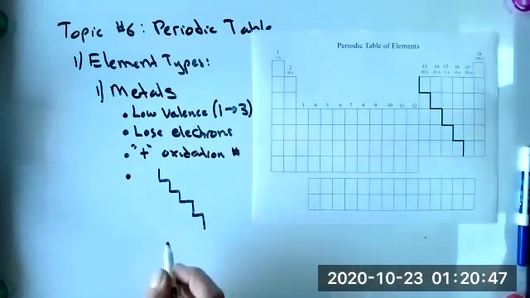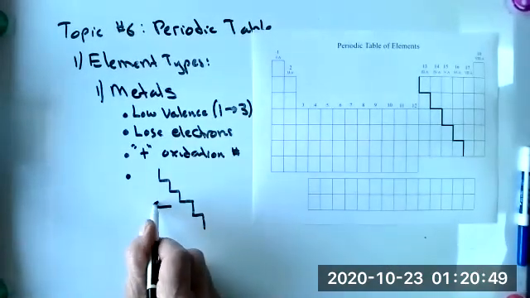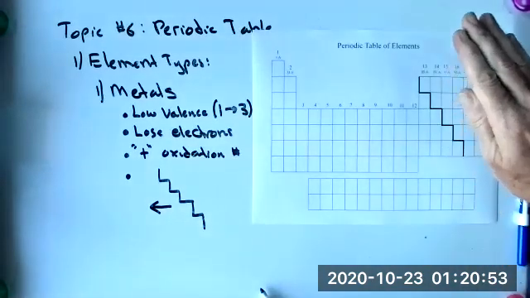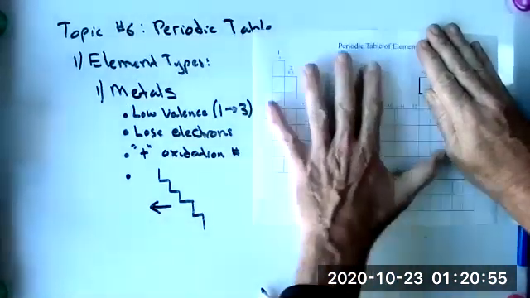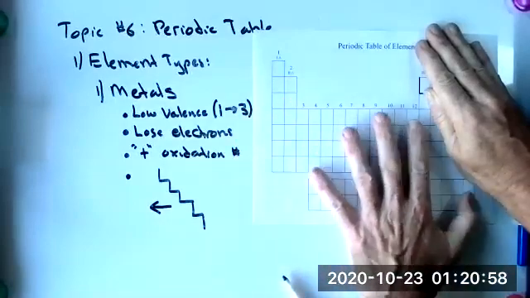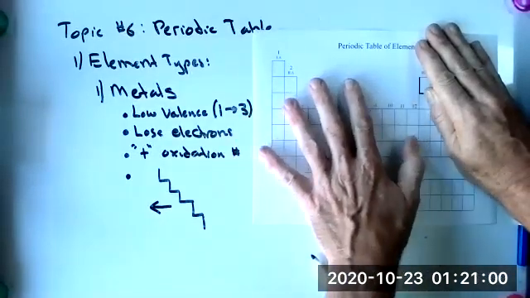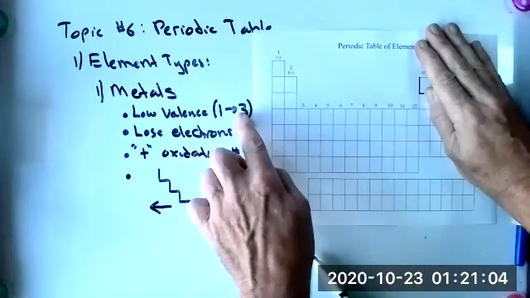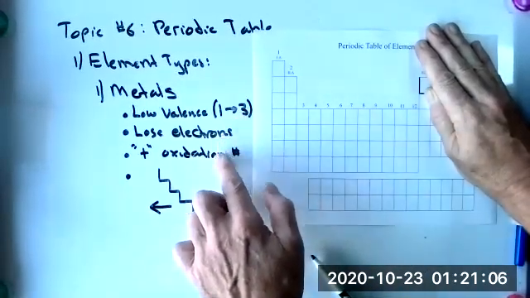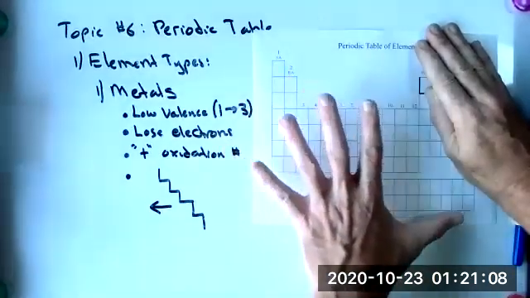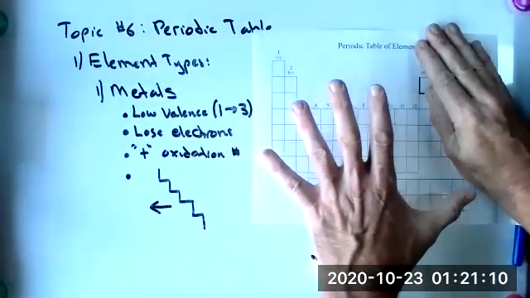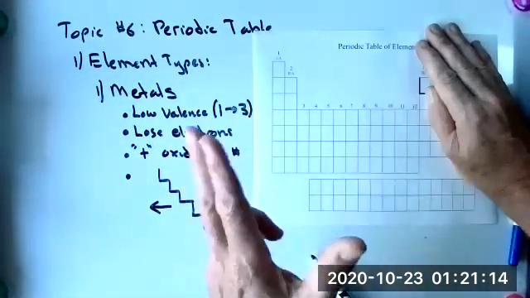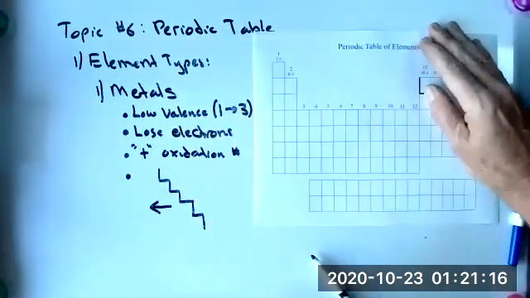Metals, easy. Oh my gosh, they're all to the left. So look at this table, man. If you block off this, look at all the metals that we have. Like 90% of the elements could be classified as metals. Why? Low valence, lose electrons, positive oxidation number. Huge chunk of the table are metals. Malleable, conduct electricity, shiny. Okay.